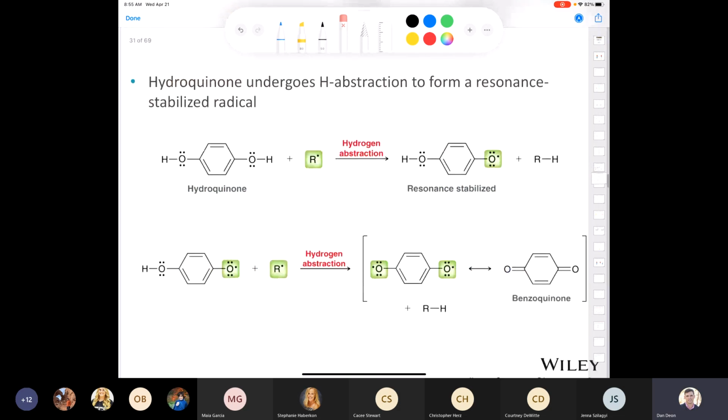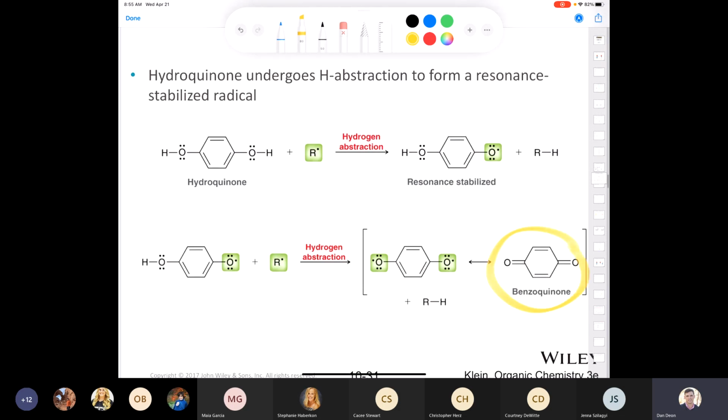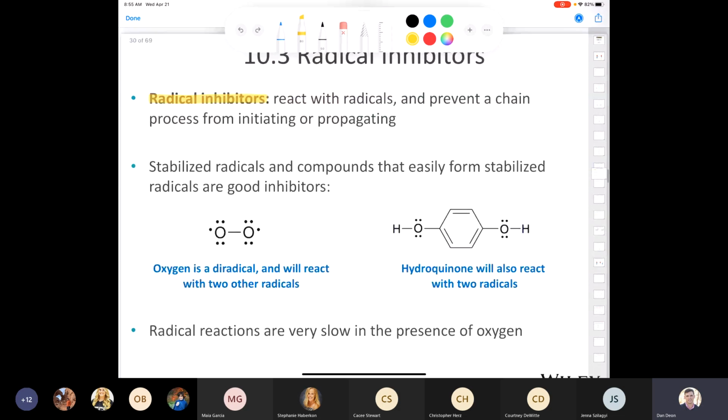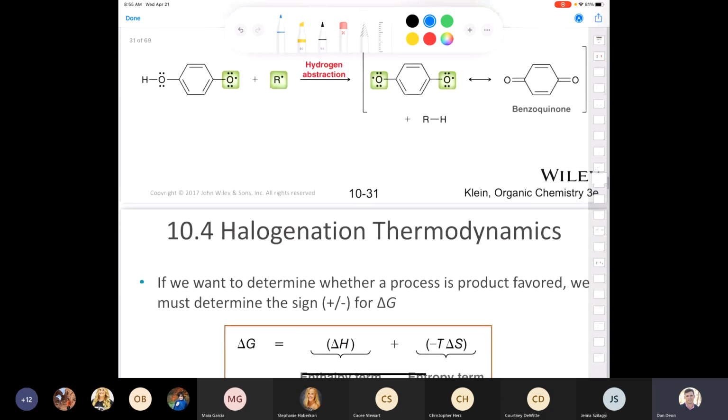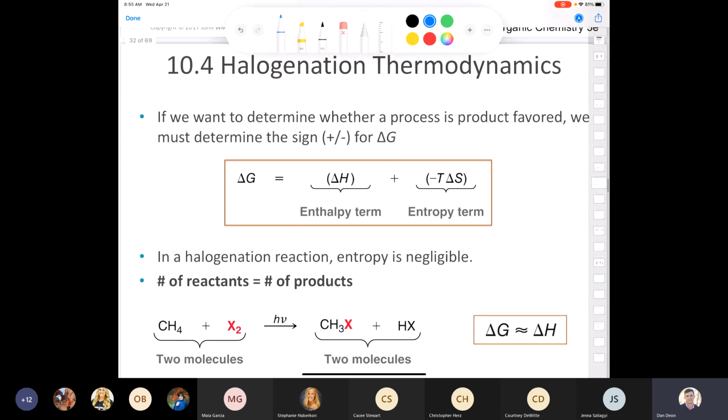I have that shown here, so it can undergo a hydrogen abstraction. It can actually undergo 2 hydrogen abstractions to form this fully conjugated molecule here called benzoquinone. Really, all you need to know from this section is that O2 and hydroquinone are radical inhibitors. That's it. Well, let's move on to section 10.4 and let's get into thermodynamics, right? A little Gen Chem 2 for your Wednesday morning pleasure.